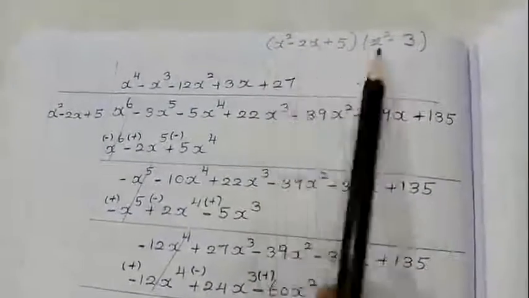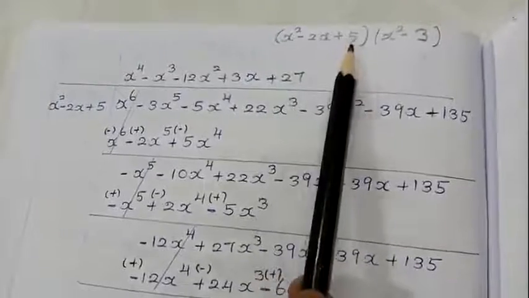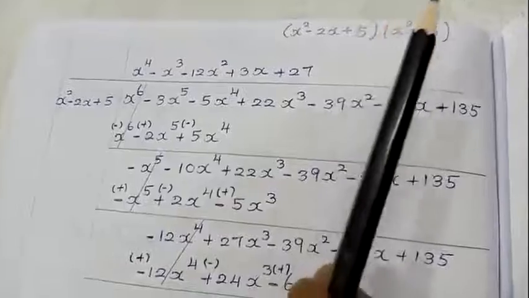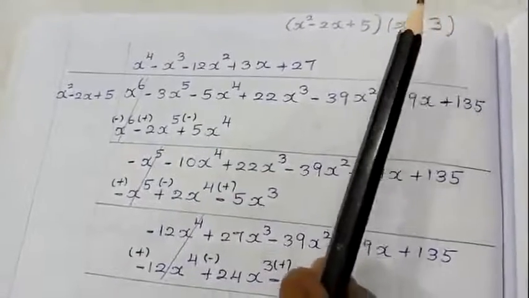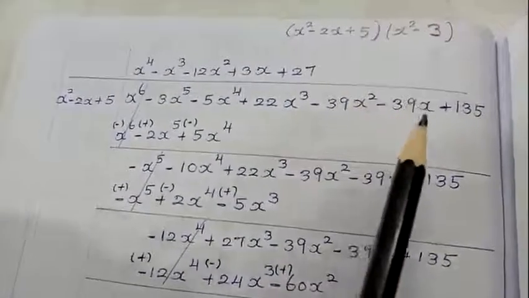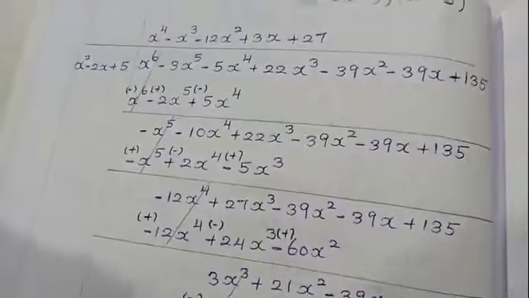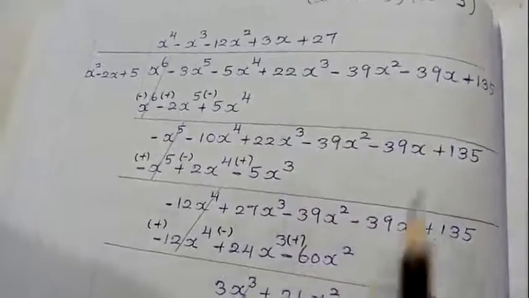At last I got it like this, x square minus 2x plus 5 into x square minus 3. So totally I already have 4 roots in my hand. The remaining 2 roots I want to find. For those 2 roots only we are going to do the remaining calculations. That is, I am going to use the long division method.